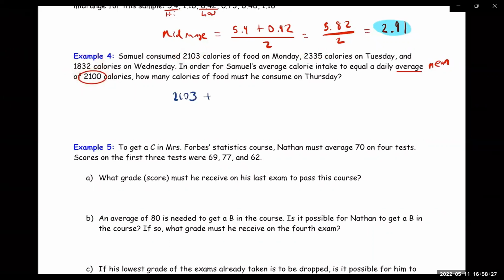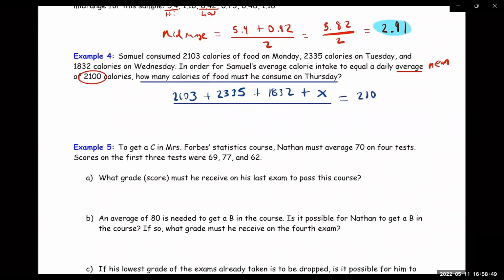So that would be 2,103 for Monday, 2,335 for Tuesday, 1,832 for Wednesday. For Thursday, we don't know. It doesn't tell you. It says how many calories of food must he consume on Thursday. So we're going to call it X, since we don't know. And we want the average to equal 2,100, because that's what they tell us here.